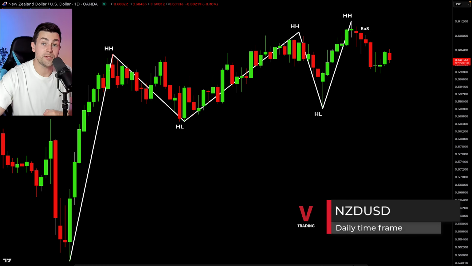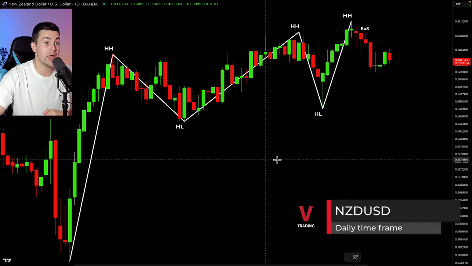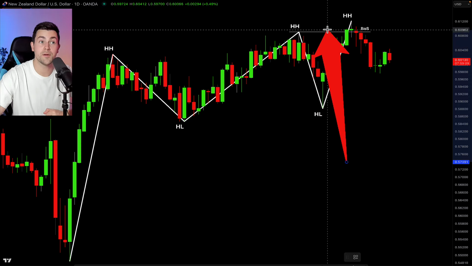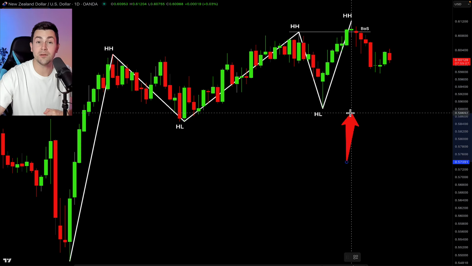Let's study a real example and let me show you how to use this model in practice. Please study a price action on New Zealand dollar forex pair on a daily time frame. You can see that we have a perfect bullish model right here, and you can see that over time the price updates higher highs and higher lows.